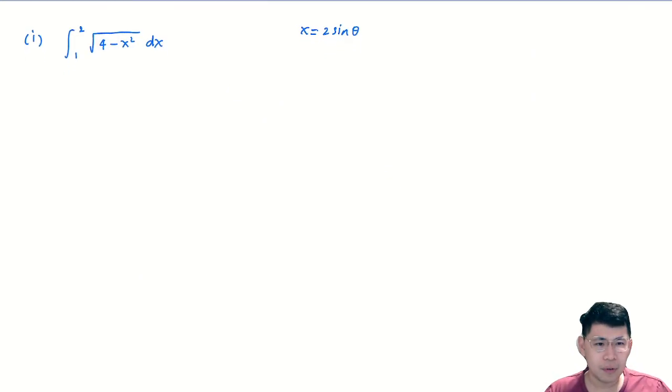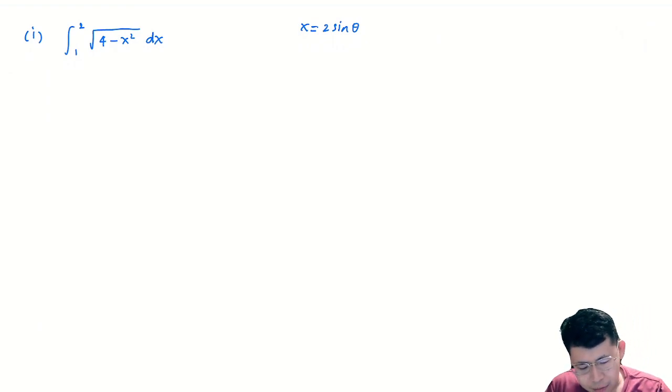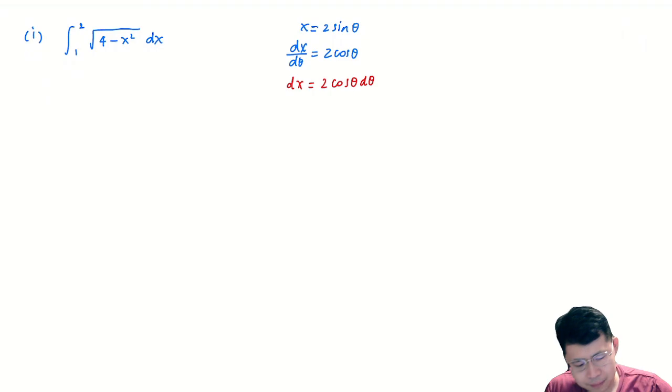Once again, when we talk about integration with substitution, we need to change three things. We need to change the expression, we need to change the limit, and we need to change the differential. Let's settle the differential first. So dx over d theta would have a 2 cos theta, so I will write this as dx = 2 cos theta d theta.